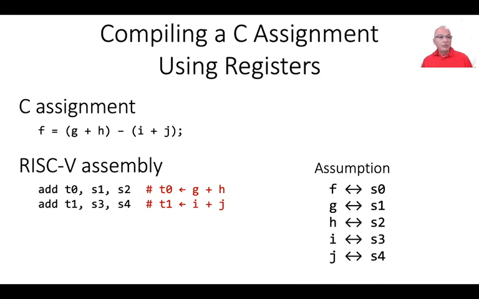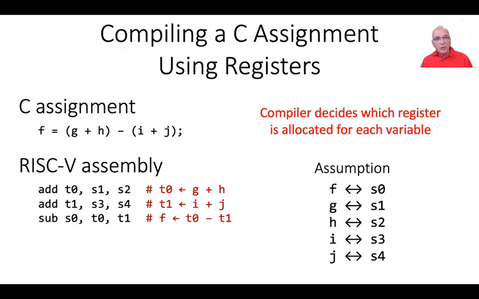And then we do the same to the second addition operation. We replace the I and J with the names of the registers. And finally, we do the sub and we put the result into the register that corresponds to S0. So now we have a piece of assembly code for RISC-V that actually could execute in a RISC-V processor. The compiler or the assembly programmer is the one that decides which registers are allocated for which variables in a program.